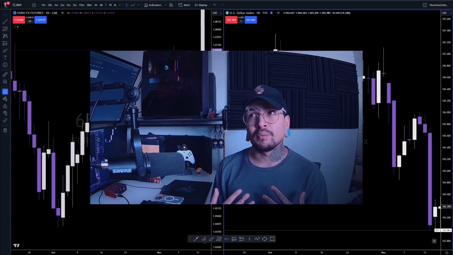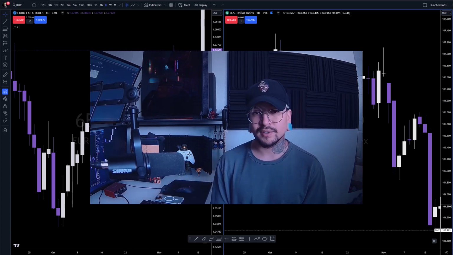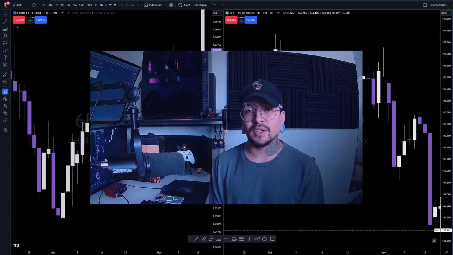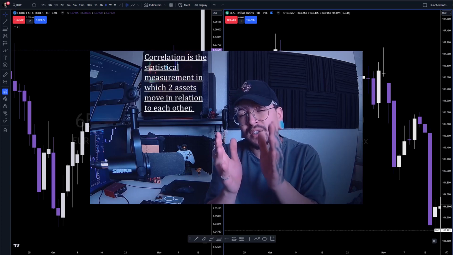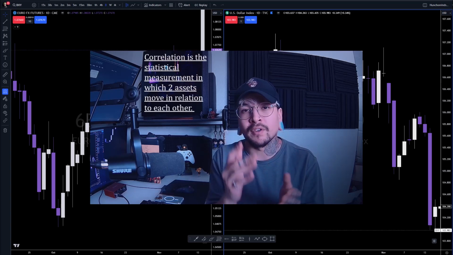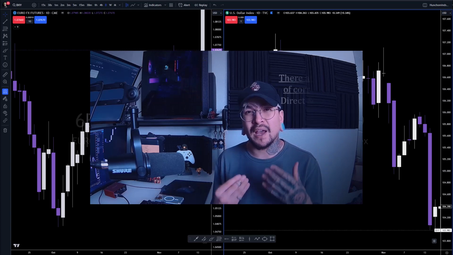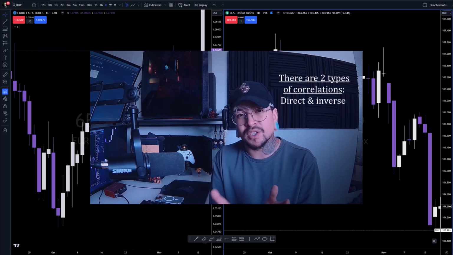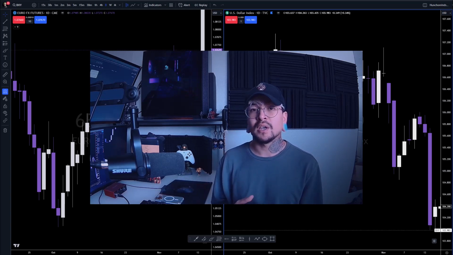Let's talk about correlation in the financial markets. Correlation in the financial markets is when two assets move together, that percentage of the time in which they are moving together, or inversely, right, in polar opposites. That measurement of the time in which they are in sync is what we refer to as correlation.